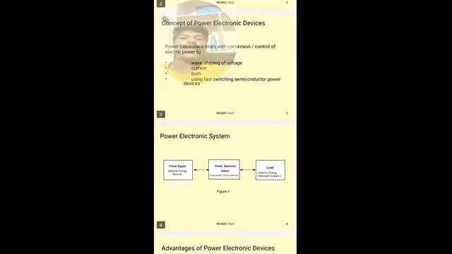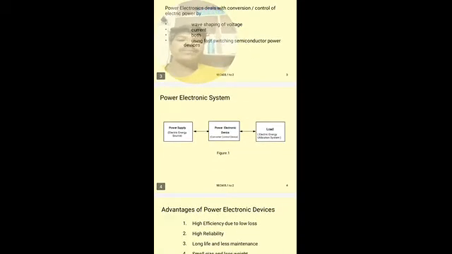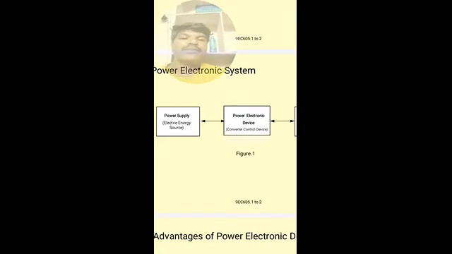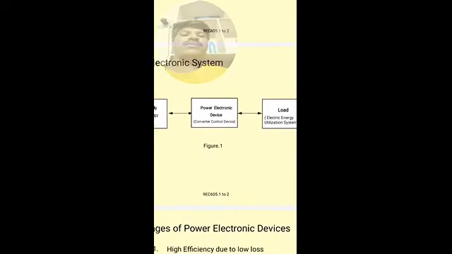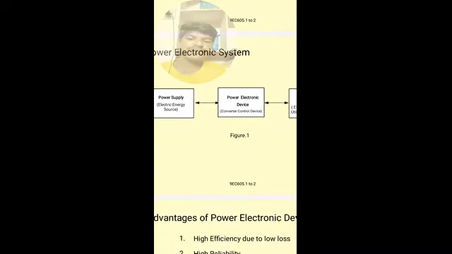Thyristors. So what is a power electronic system? A power electronic system first has an electric supply, that is the source, and then a power electronic circuit or device, that is a converter or control device, which may convert or control the electric power. After that we have a load that will use this controlled voltage or the converted supply.